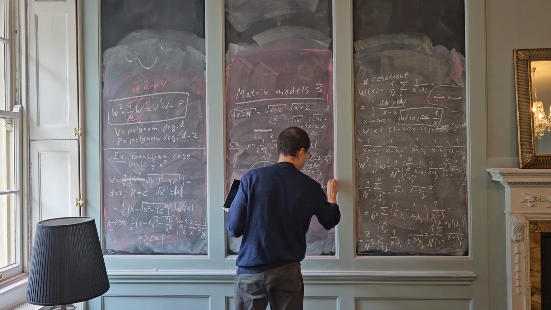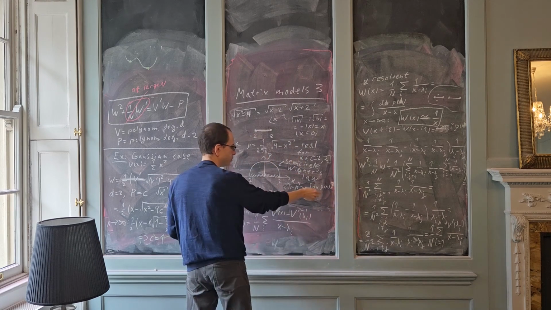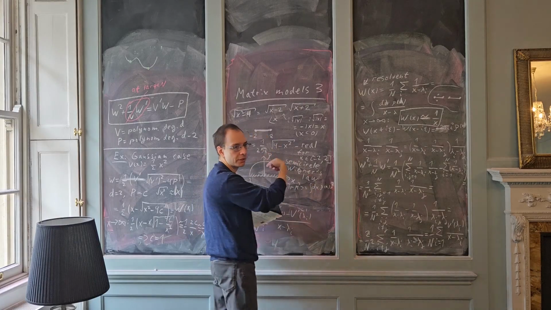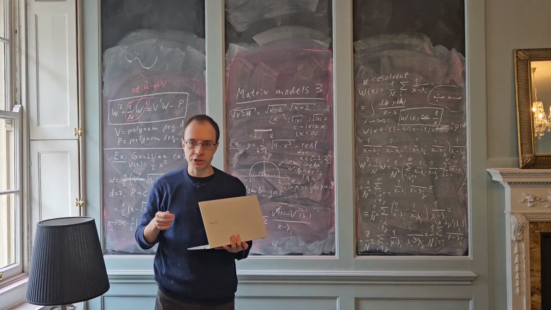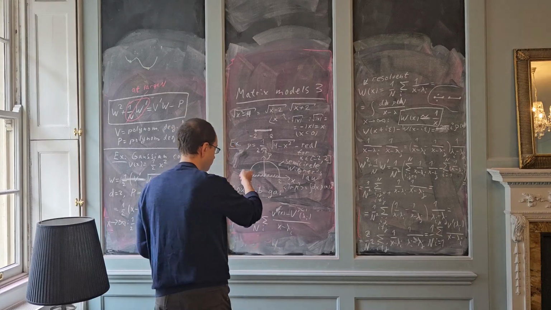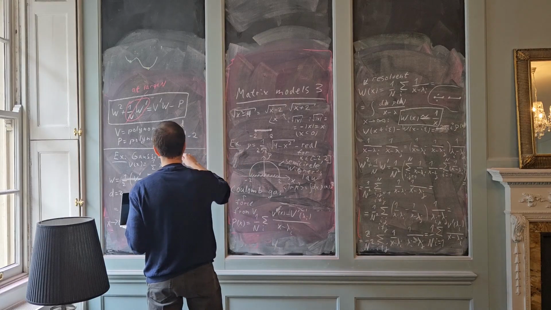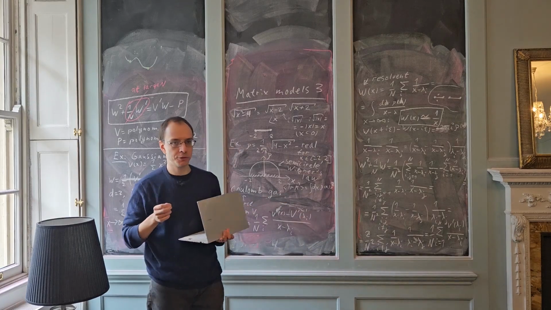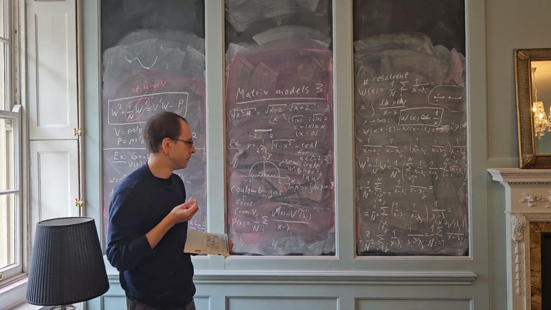If you know the distribution of eigenvalues, you can now compute lots of correlators, or trace M to the n, and they can be computed explicitly. Actually, even at finite N in this model, they can be computed explicitly. So this equation, or the saddle point, can actually be solved exactly in terms of Hermite polynomials.